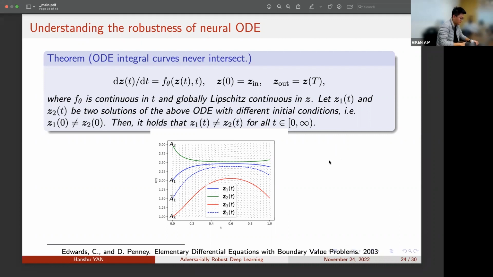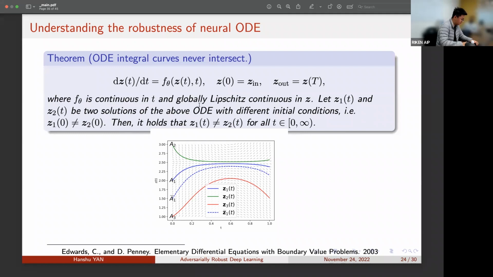So why may this kind of theorem induce a better robustness property of NeuralODE? Here we can see the following picture as an example. The robustness of the model is measured by the difference of the output for the perturbed input. Suppose we originally have three input-output pairs, A1, A2, and A3, and after training, the NeuralODE can map A1, A2 to their terminal states. Now we consider the perturbation of A1, the dotted line, where tilde A1 is a perturbation of A1.